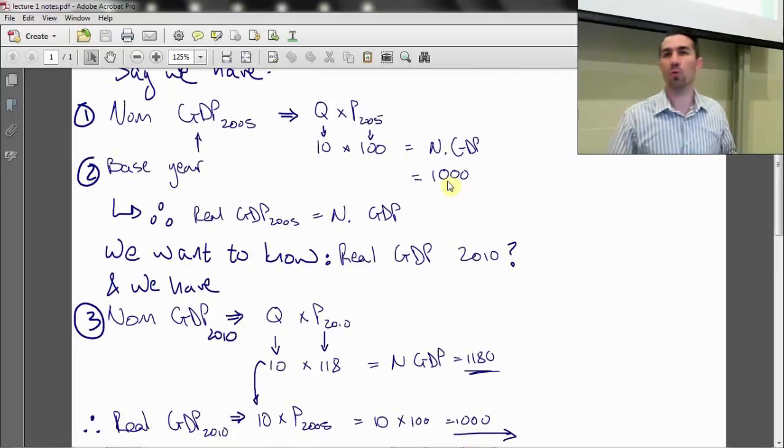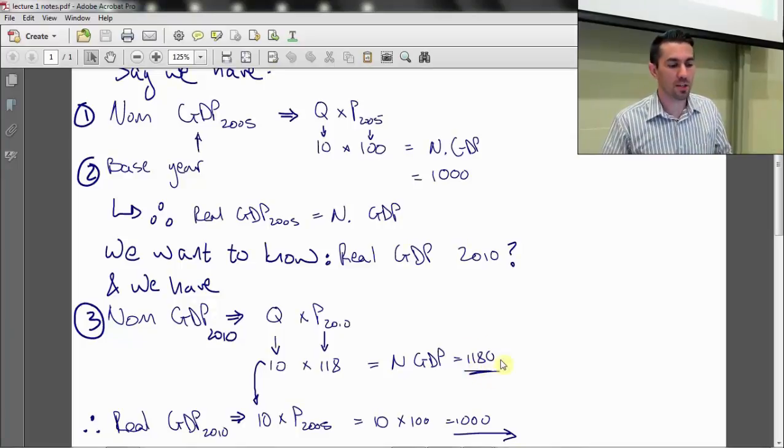Have we had any real economic growth over that period? No. Our nominal GDP has changed. Our nominal GDP in 2005 was 1,000. Our nominal GDP in 2010 is 1,180. Therefore, GDP has increased. The value of GDP has increased, but it's the value of nominal GDP which has increased. And why has the value of nominal GDP increased? Because prices have increased. You with me?